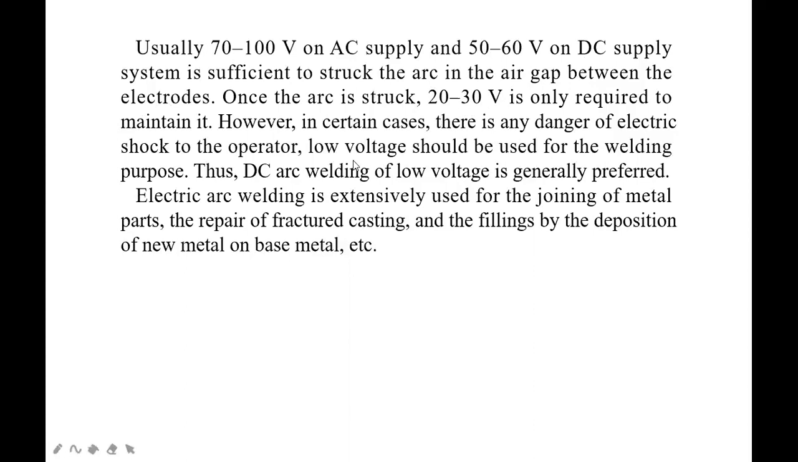However, in certain cases there is danger of electric shock to the operator, so low voltage should be used for the welding purpose. If a shock happens while the process is running, low voltage is best. In the running condition, once the arc is formed, we need only 20 to 30 volts. So in that case it is less dangerous, since it is very low. Thus in DC arc welding low voltage is generally preferred, because of the operator's point of view.